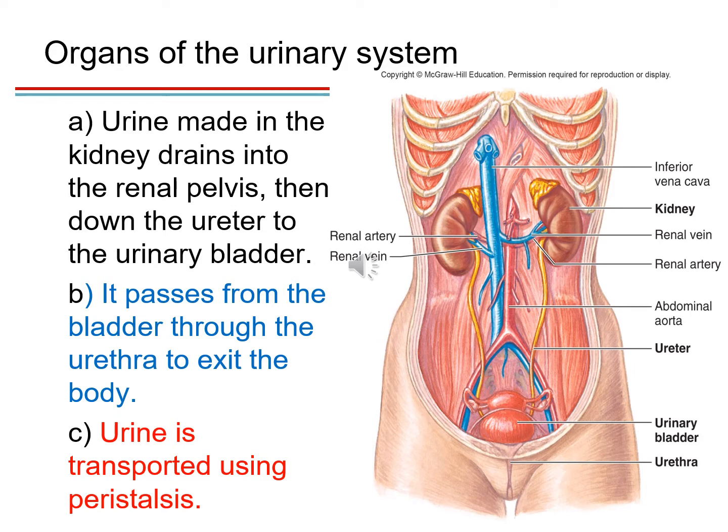Now, the urine is transported in those tubes using peristalsis movement. But also the kidneys are located retroperitoneal, meaning that they are outside of the peritoneum, and they are located in the back wall of the abdominal cavity and below the diaphragm.